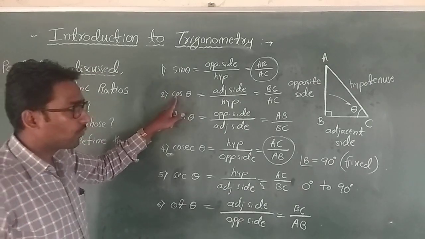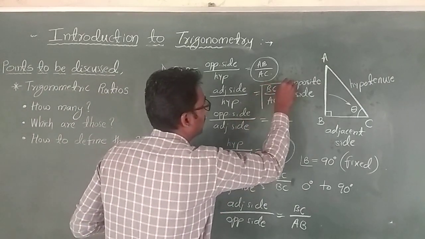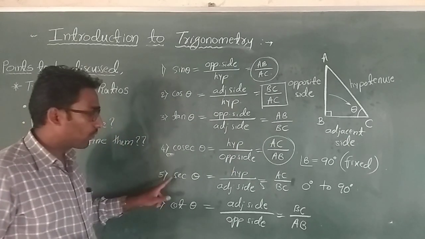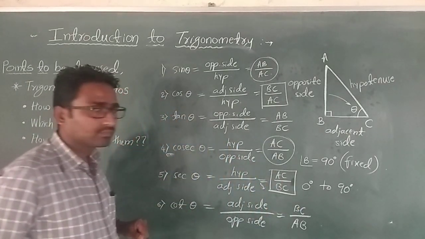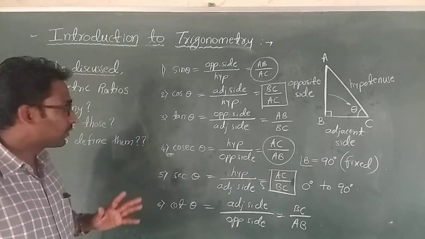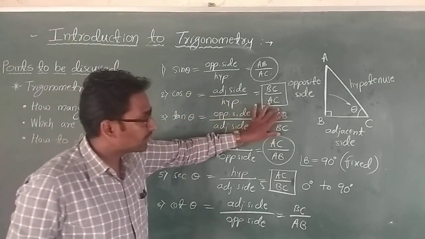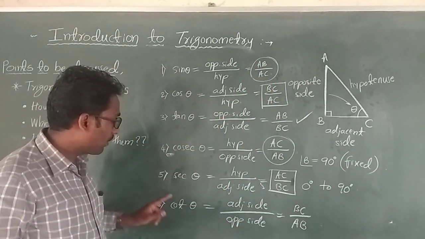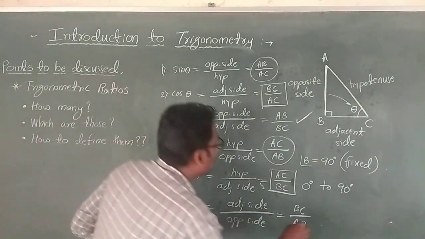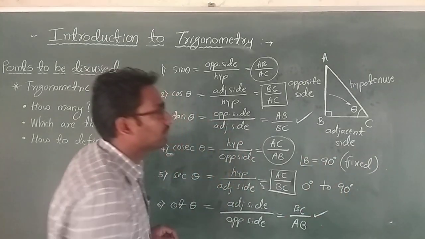Similarly, the value of cos theta is BC by AC and that of secant theta is AC by BC. Also, the value of tan theta is AB by BC and that of cot theta is BC by AB.